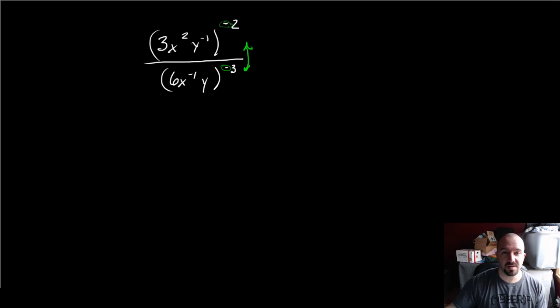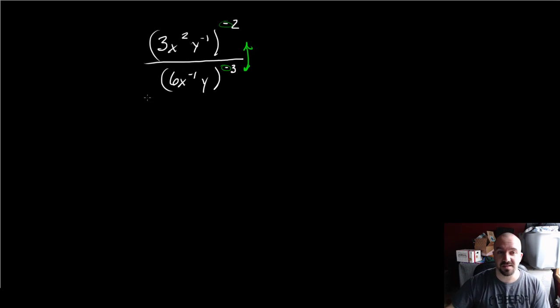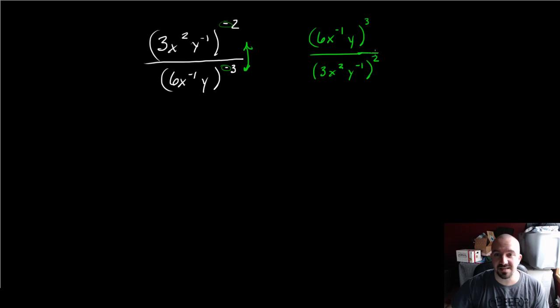So the negatives on the outside say I'm going to flip each piece. The effect is the entire fraction flips, but each one keeps its respective exponent. It just becomes positive: 3x squared y to the negative 1. Notice the stuff on the inside doesn't change. This is because we haven't messed with the stuff on the inside. The only thing we've activated is this negative exponent on the outside.